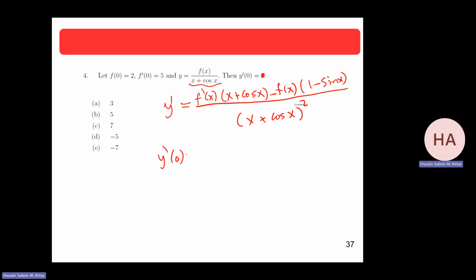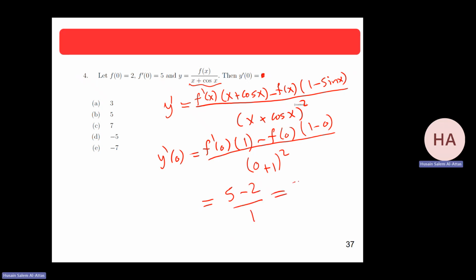Now I need to find y prime at 0. I need f prime at 0. Here I have 0 plus 1, that is 1. Here I have f at 0. Here I have 1 minus 0 over 1 plus 0 plus 1. Sorry, I'm substituting 0. 0 plus 1 all square. Be careful with the calculation. This is 5. F at 0 is 2 over 1. So the answer is 3. And that will be my answer.